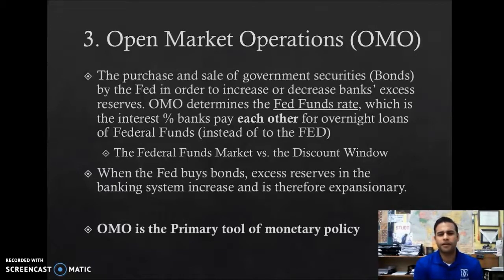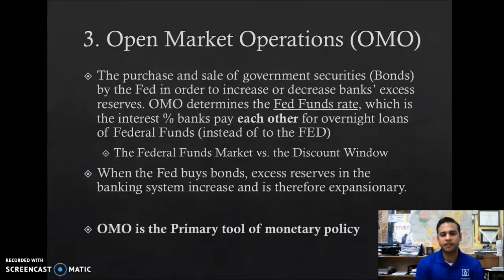So open market operations determines something that's called the Fed funds rate. So we've got another interest rate here, right? We just talked about the discount rate, which was how much interest that banks pay the Fed for an overnight loan. Well, now we have another interest rate, which is the Fed funds rate, and that is the interest rate that banks pay each other for those same overnight loans. But instead of borrowing from the Fed, they're borrowing from each other. Now, I'm going to put open market operations on hold for just a second and talk about this idea of Fed funds rate.